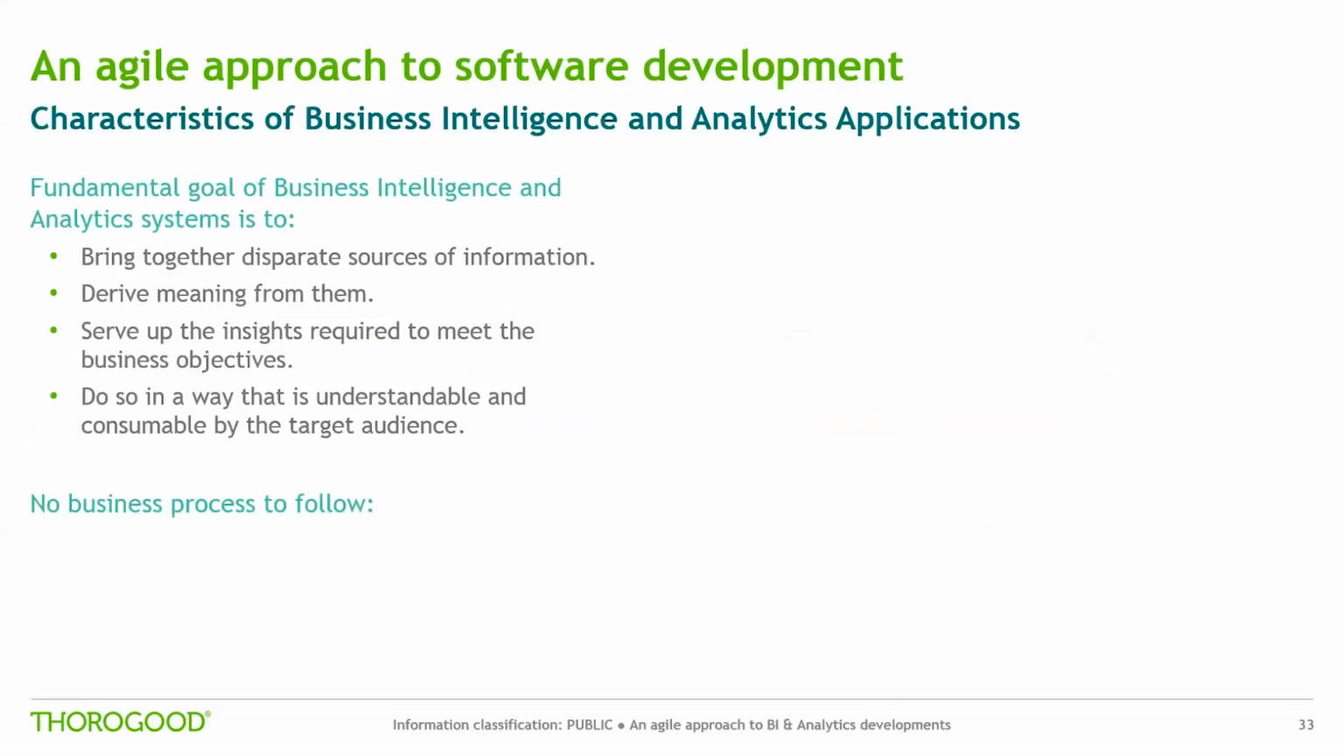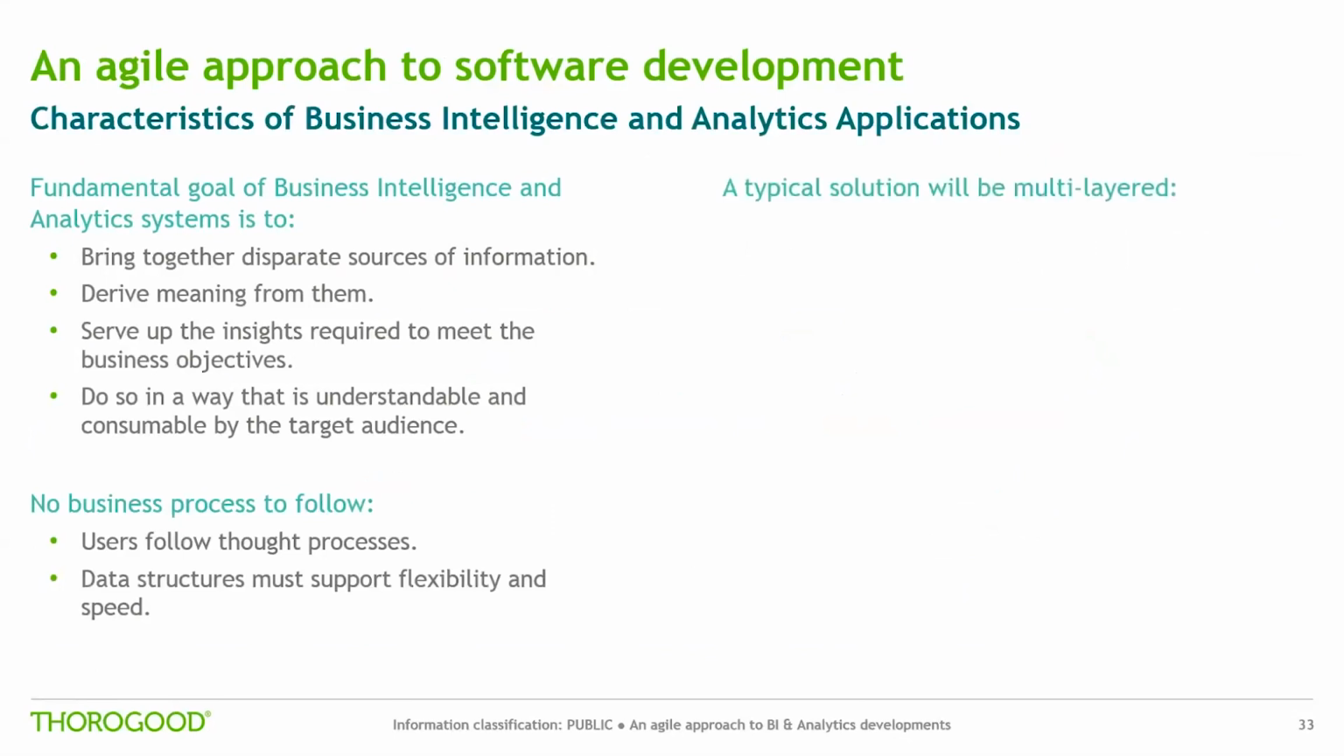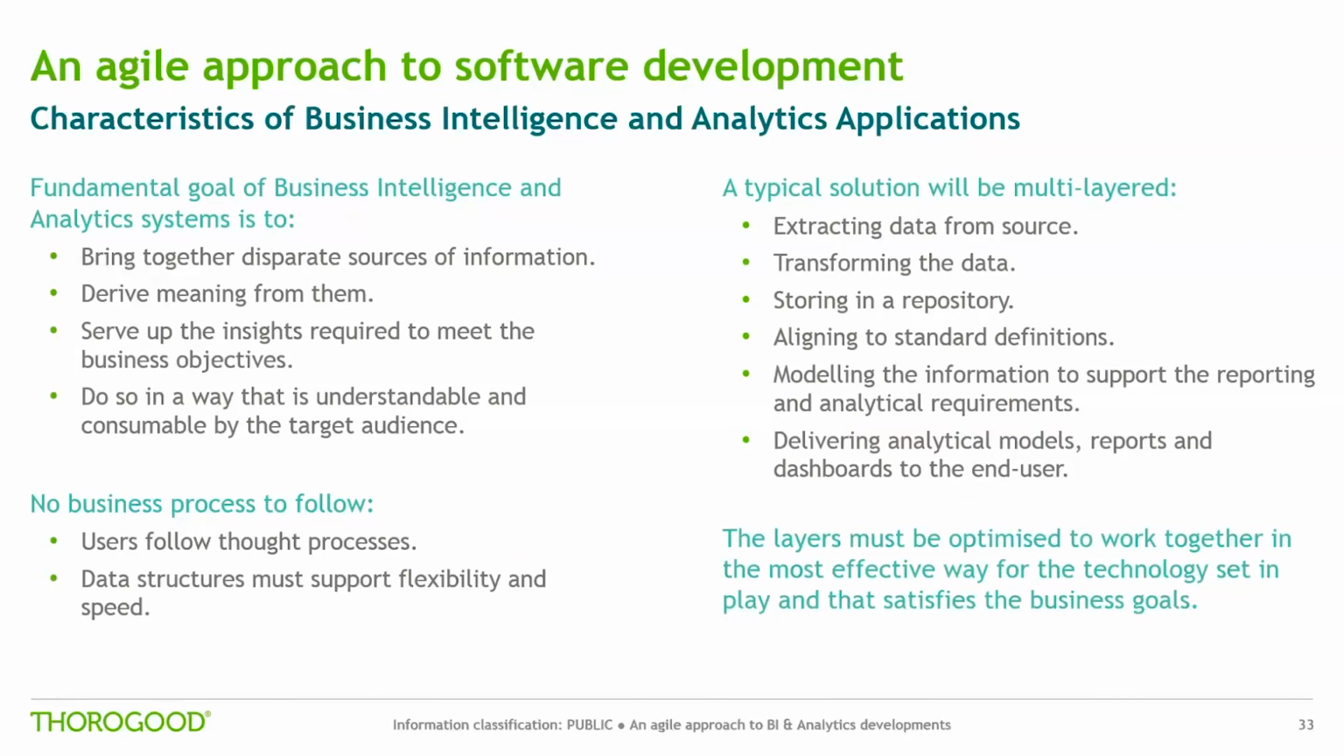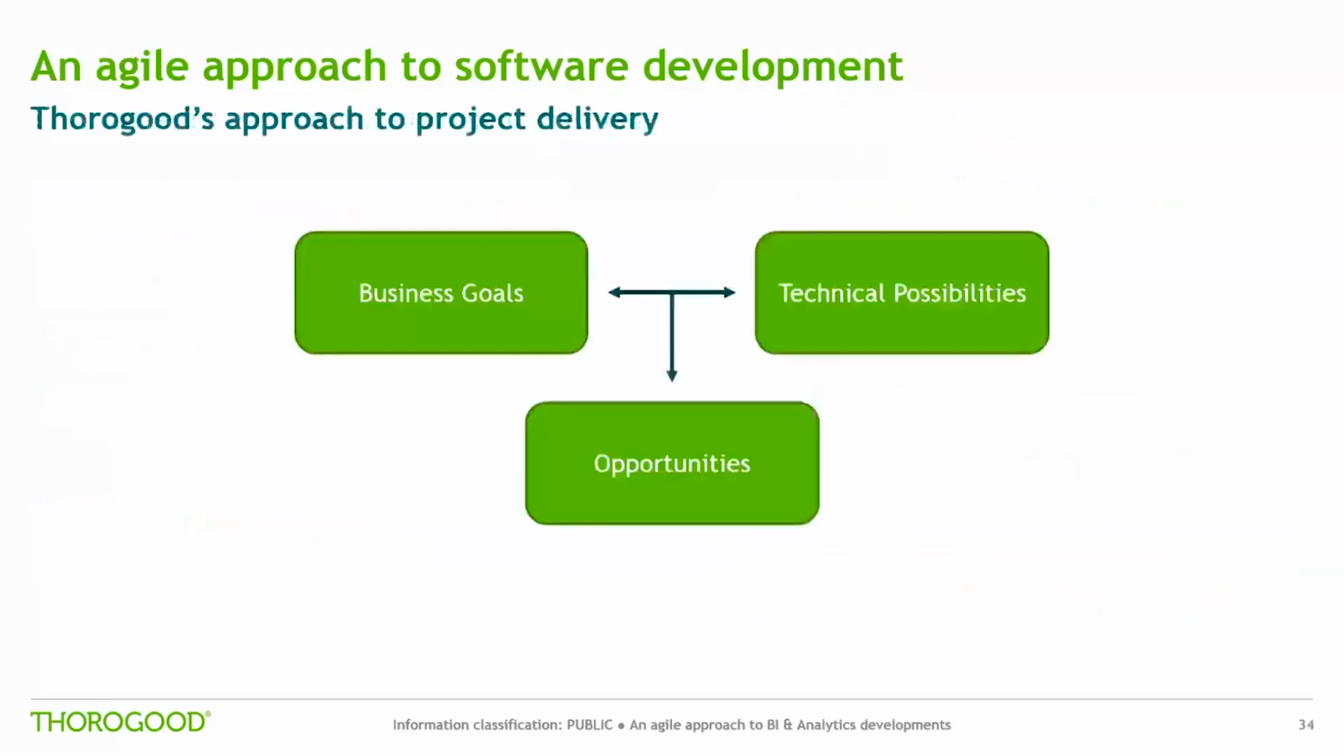There is no business process to follow. Users follow thought processes. The data structures must support flexibility and speed. A typical solution will be multi-layered, extracting data from source, transforming the data, storing it in a repository, aligning to standard business definitions, modeling the information to support the reporting and analytical requirements, and delivering analytical models, reports, and dashboards to the end users. The layers must be optimized to work together in the most effective way for the technology set in play, and that satisfies the business goals.